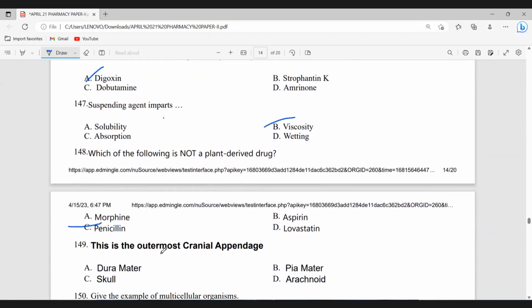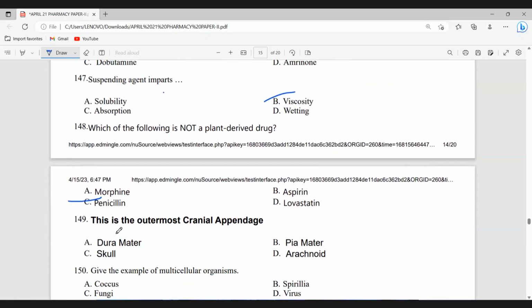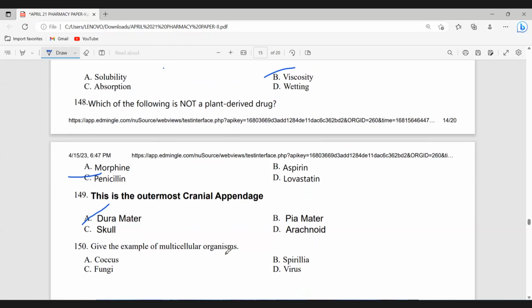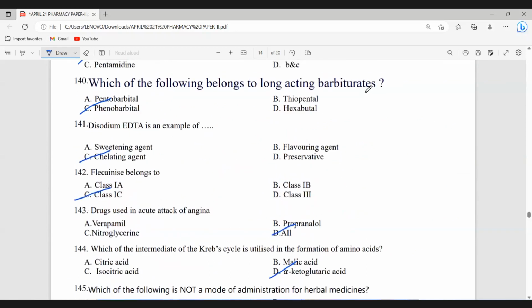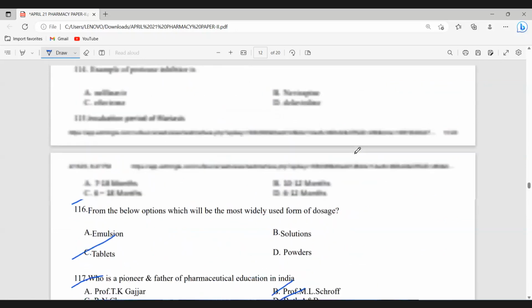Then, this is the outermost cranial appendage. I will note it down now. I need the answer from you. Yes, dura mater, correct. Then 150, give the example of a multicellular organism. That is, fungi is your multicellular organism. So, with this, your paper discussion has completed. If you have any doubts, you can ask now.